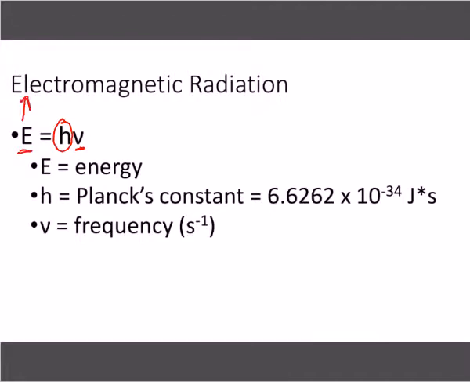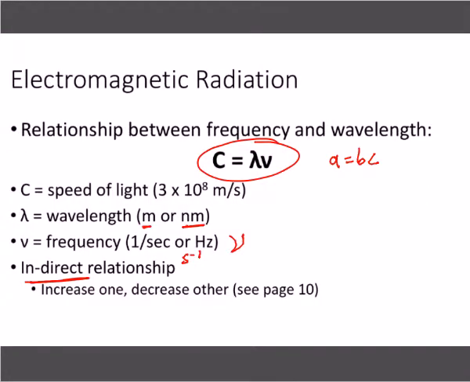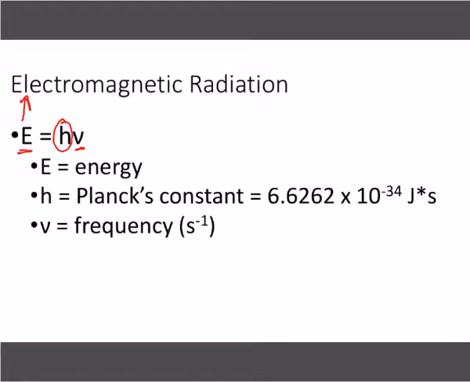If energy goes up, what does frequency have to do here? In the previous equation, our constant was on the left side by itself, so if one went up, the other one had to go down. Well, since the constant is here, if energy goes up, what does frequency have to do as well? It goes up as well. So this is what type of relationship? Direct relationship.